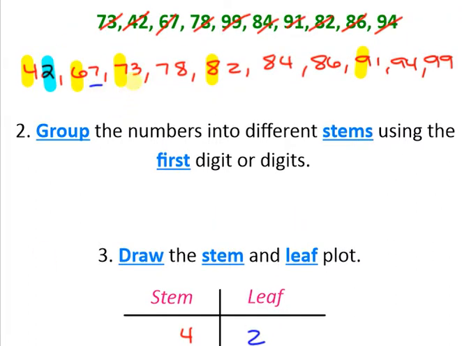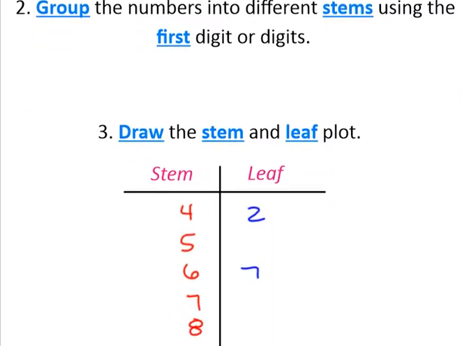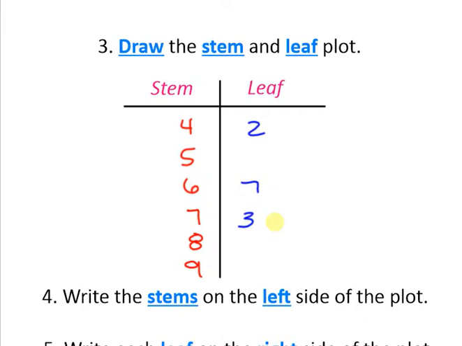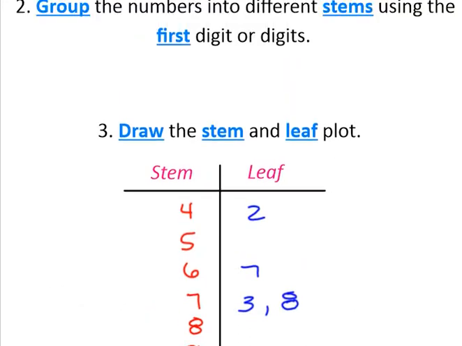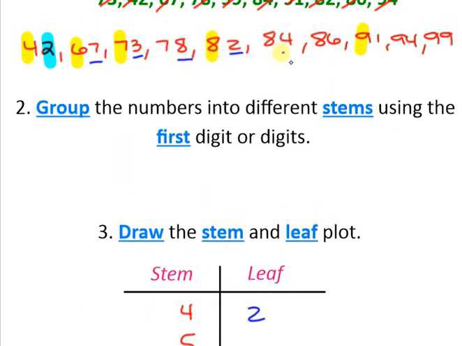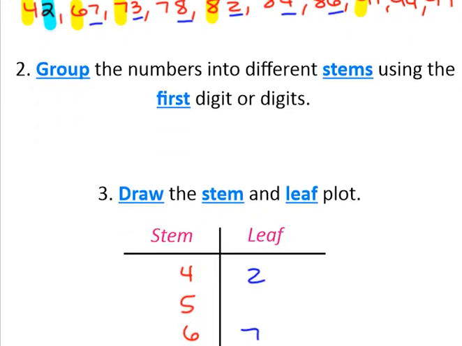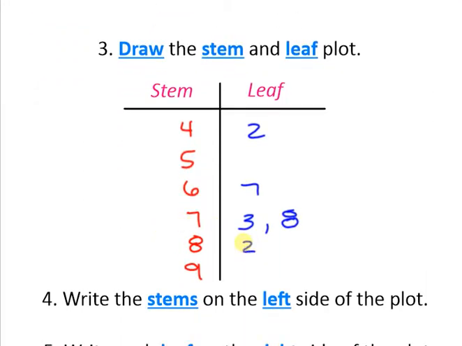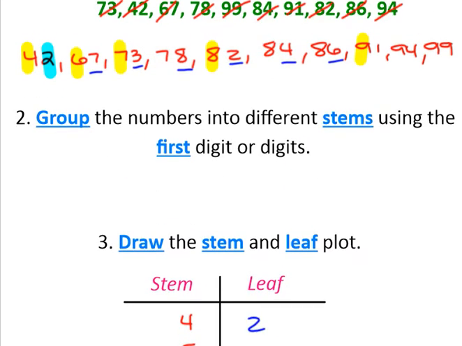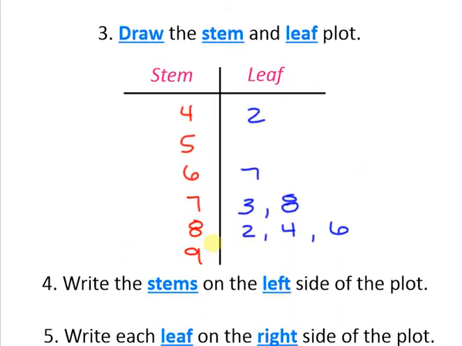For our 7, we had a 3 and an 8. So the way that I'll write that is 3, 8. For our 8s, we had 2, 4, and 6. So I'm going to write 2, 4, 6. And for our 9s, we had 1, 4, and 9. So 1, 4, 9. And you've now constructed your stem and leaf plot.